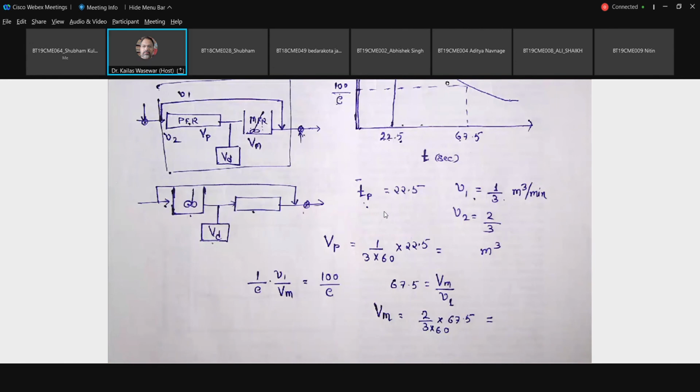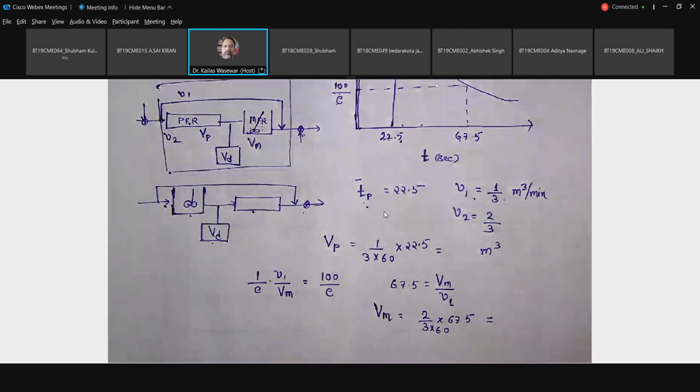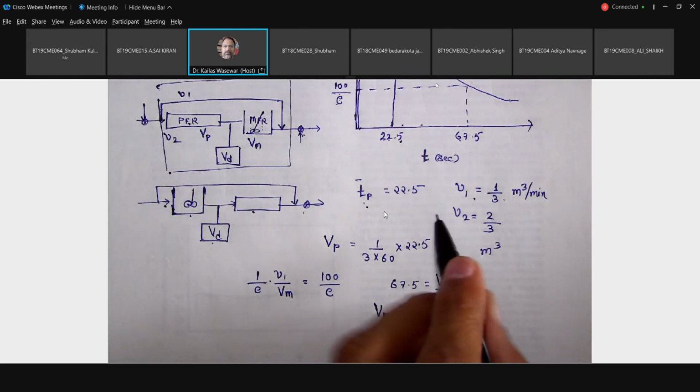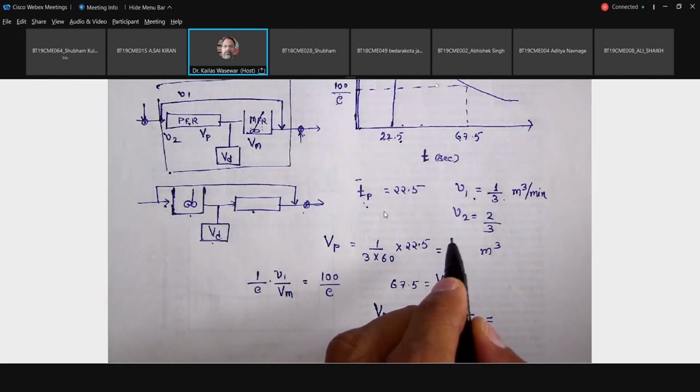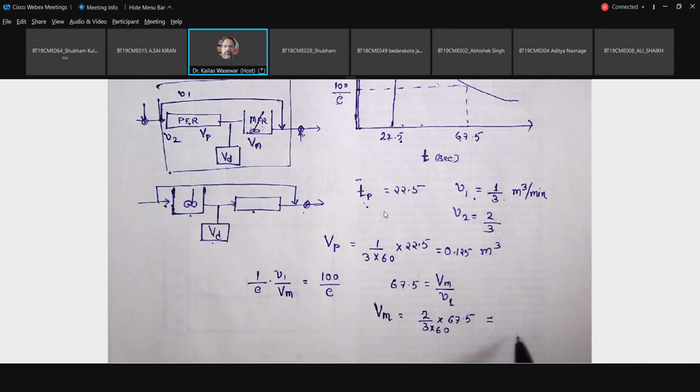Yes. VP is 0.125. Someone has done the calculation. Very good. VP is 0.125 and VM is 0.5. You can check these values, okay? I don't have the solution. We are solving here.